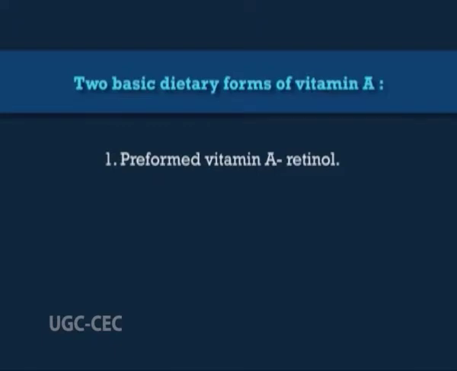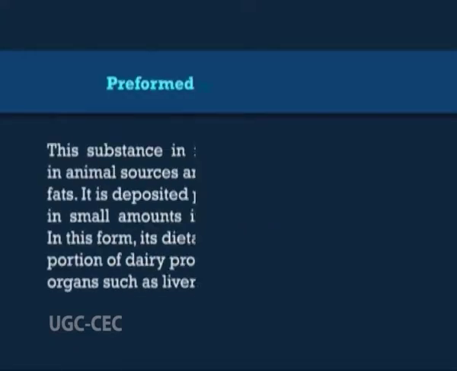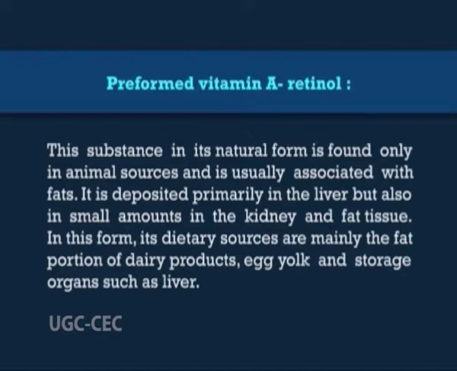There are two basic dietary forms of vitamin A. One of these is preformed vitamin A, retinol. The other basic dietary form of vitamin A is provitamin A, or beta-carotene. Retinol in its natural form is found only in animal sources and is usually associated with fats. It is deposited primarily in the liver but also in small amounts in the kidneys and fat tissue.